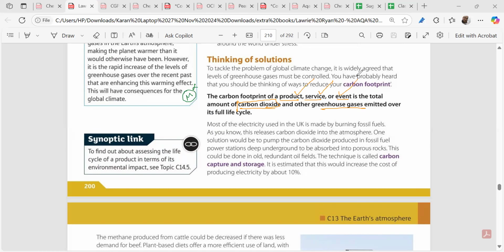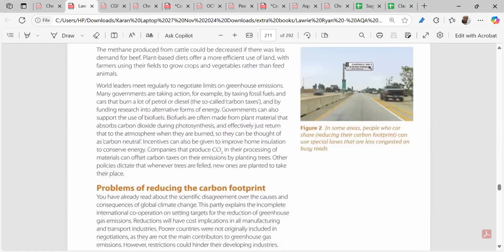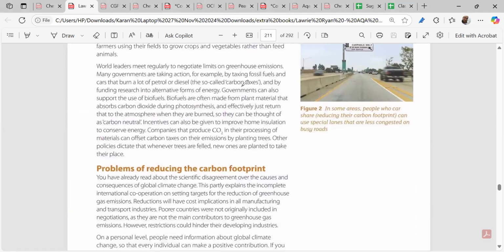So we calculate the carbon footprint. If the carbon footprint of any product, service, or event is higher, we have to make sure that process should not be used. So the government does what? The government will be taxing, imposing high taxes, the carbon taxes.